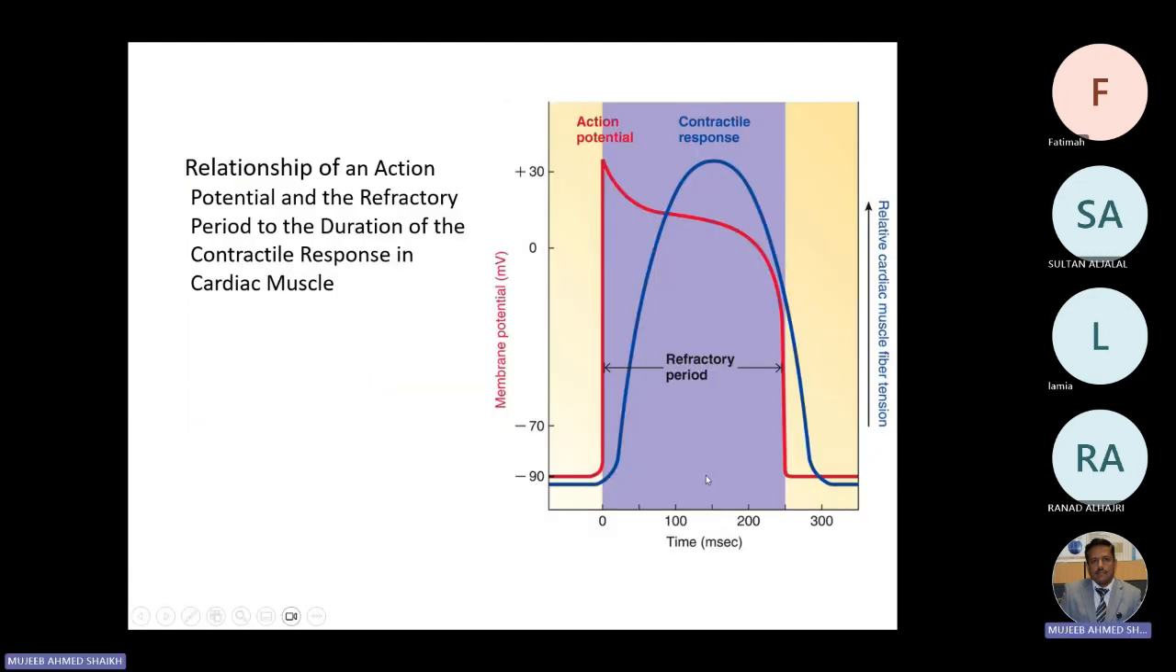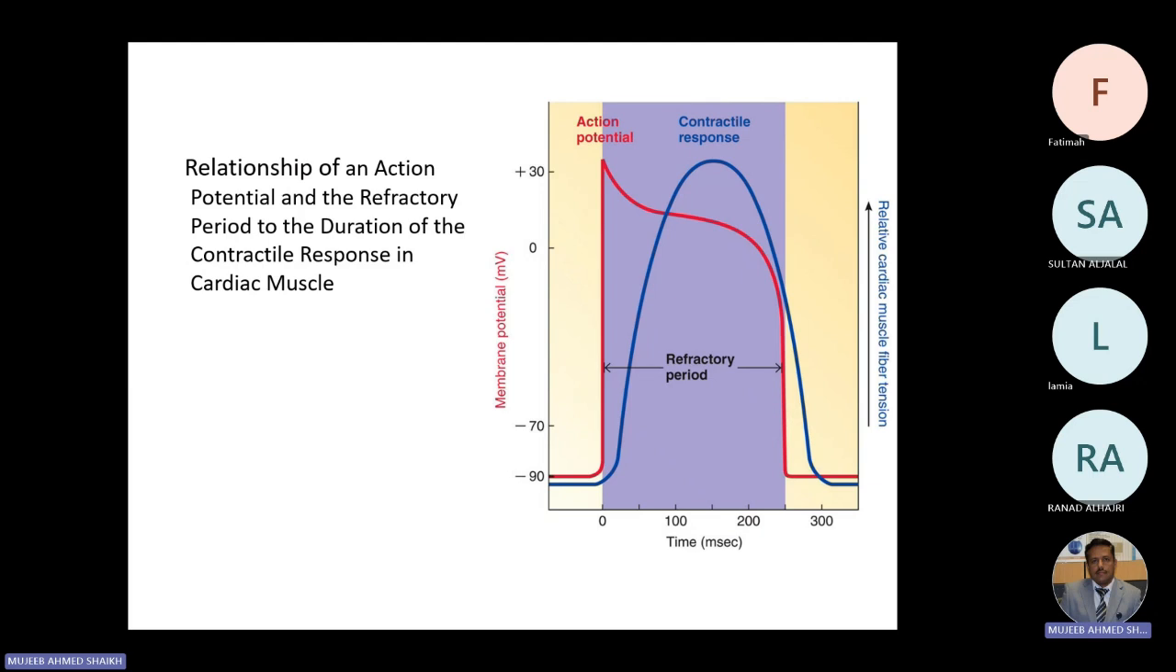Same thing is shown here. This whole plateau phase is related to the long refractory phase. The long refractory phase makes sure that the cardiac muscle will not go into tetanization. Tetanization means only contraction without relaxation. Tetanization means continuous contraction without relaxation.